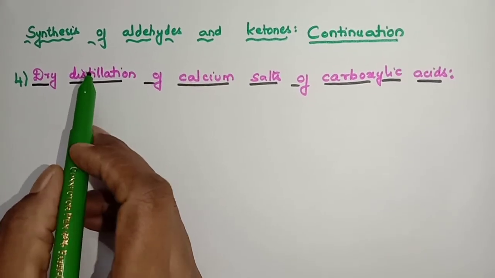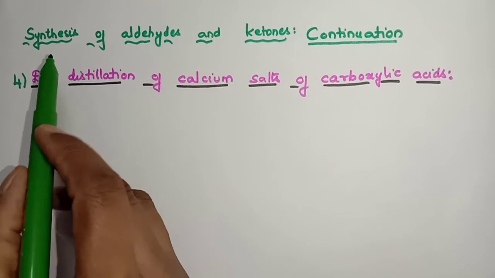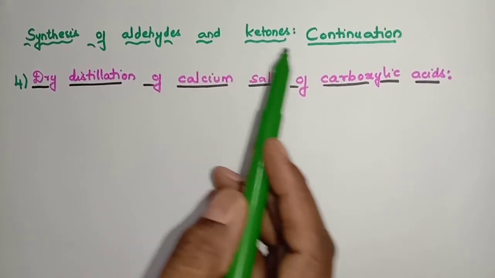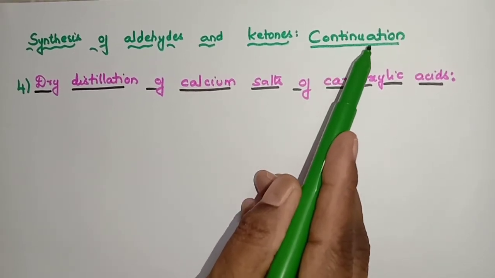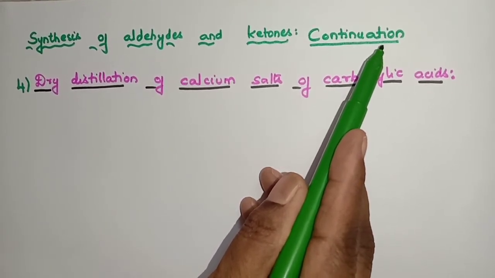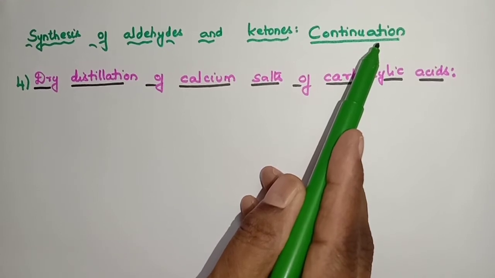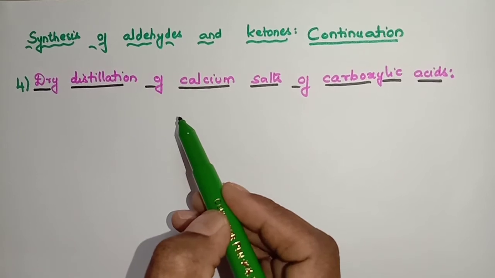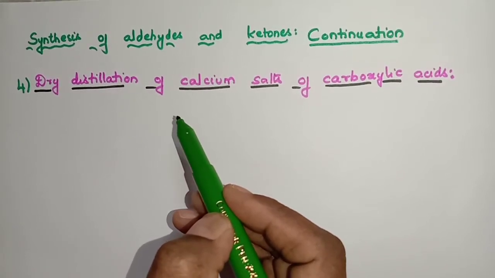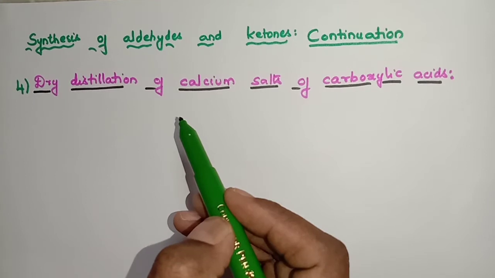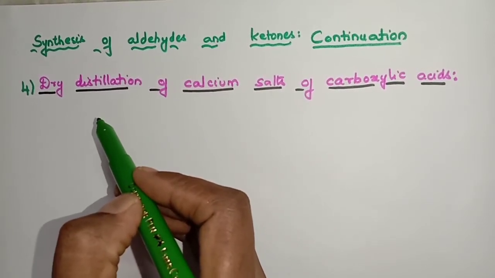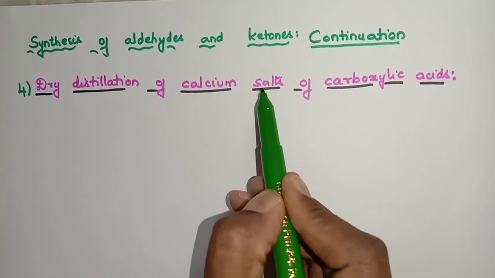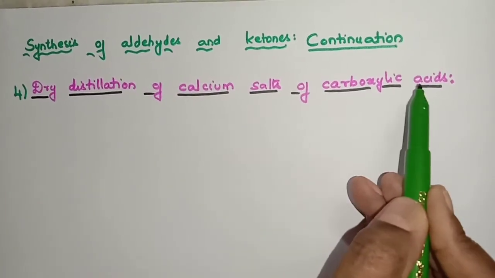So in this video, we are going to continue synthesis of aldehydes and ketones. For your information, I have written here continuation, don't get confused. Okay, so in the previous video, we have learned 3 methods and today, in this video, we are going to learn 3 more methods. Now let me tell you the 4th method, that is by the dry distillation of calcium salts of carboxylic acids.